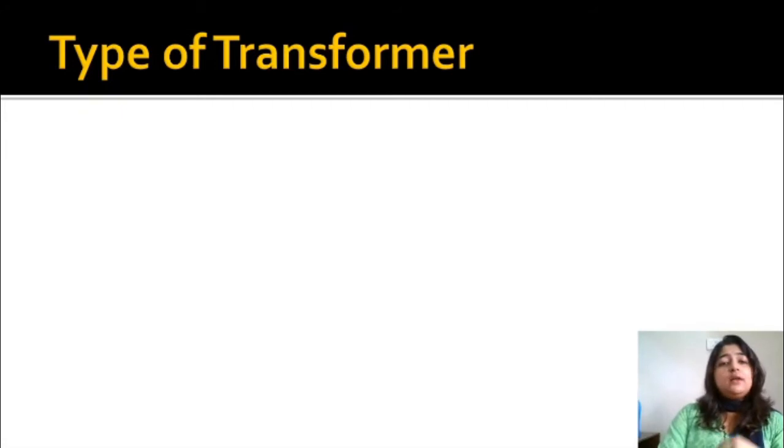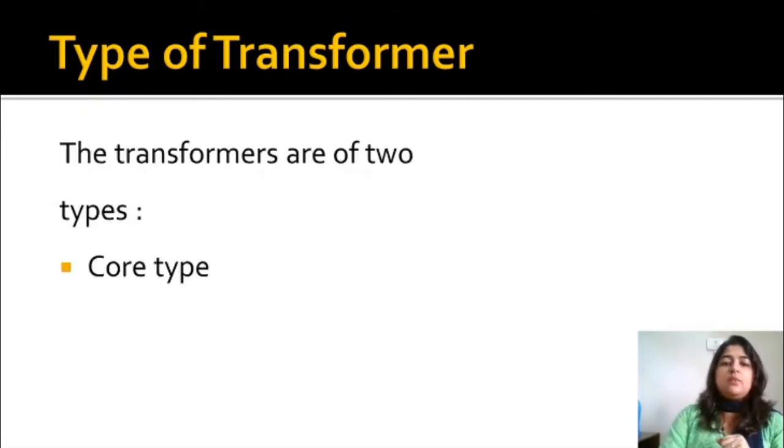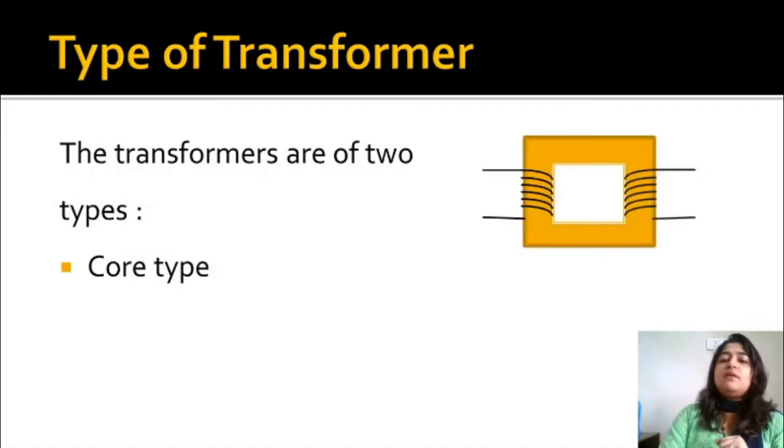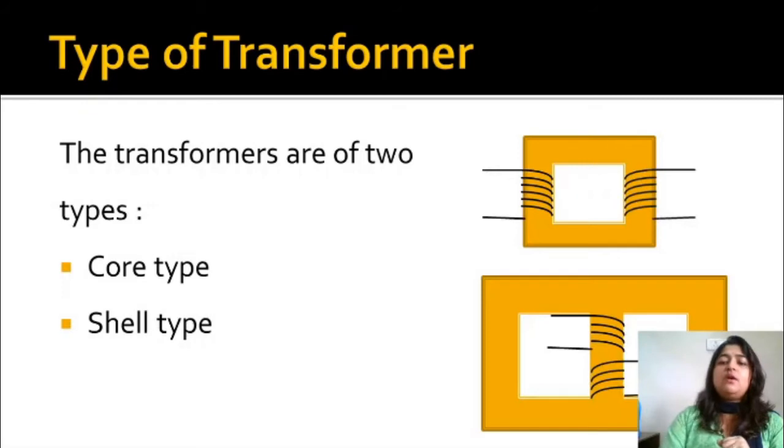Now, basically, depending upon the construction itself, there are two types of transformer. Core type of transformer, which looks like this, and another is the shell type of transformer, which looks like this. Now, this completely depends on the construction of the transformer, whether it is core type or shell type. So, in the first one, you can see that there is a square-like core, and you have two windings wound on the core, and hence you can say this is a core type of transformer.